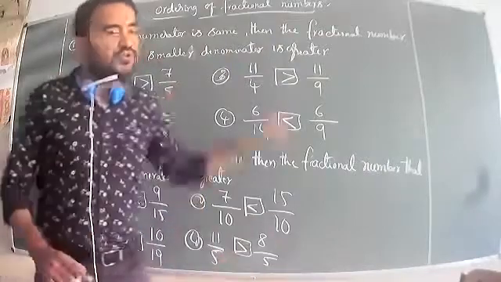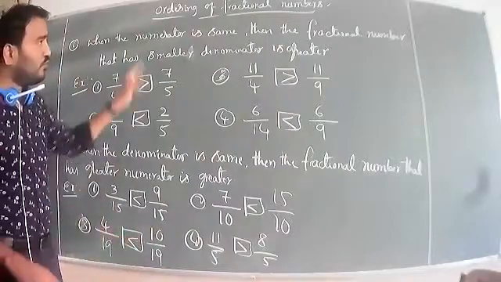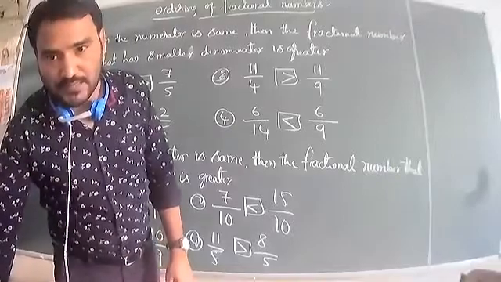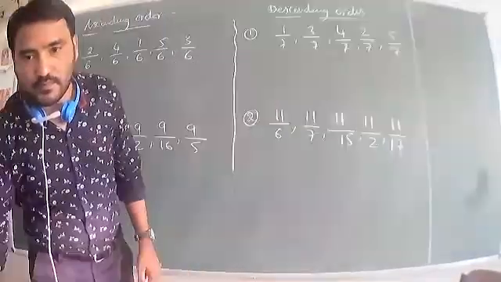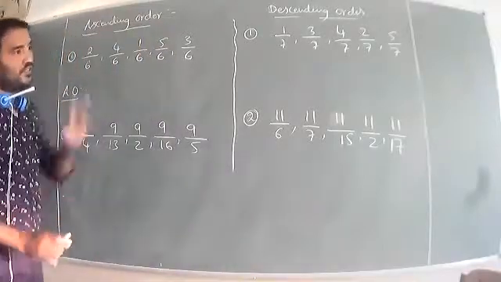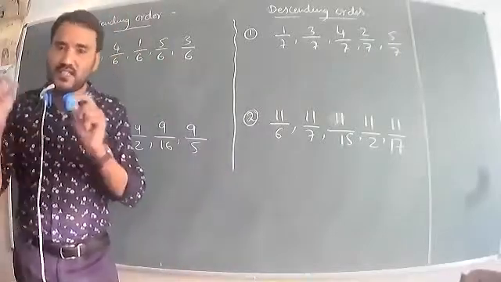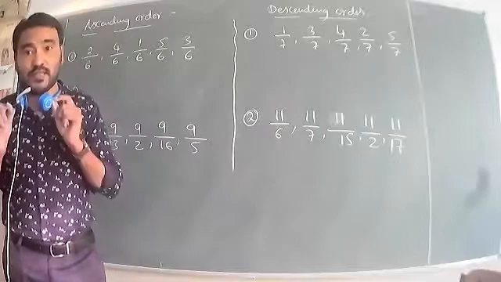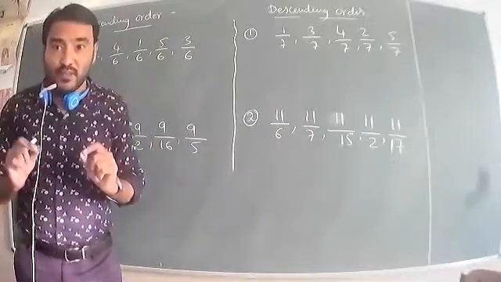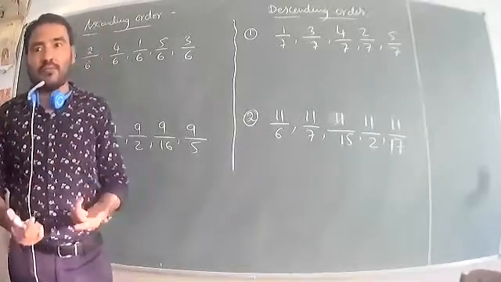Now using these concepts, write in ascending order and descending order. Check one more; I will do two examples, and after that I will go for addition and subtraction. It is very easy. Students, now look at that. Using the two rules, we can arrange the numbers in ascending and descending order. It is very, very easy. First we have to check whether the numerators are the same or the denominators are the same, and after that apply the rule.